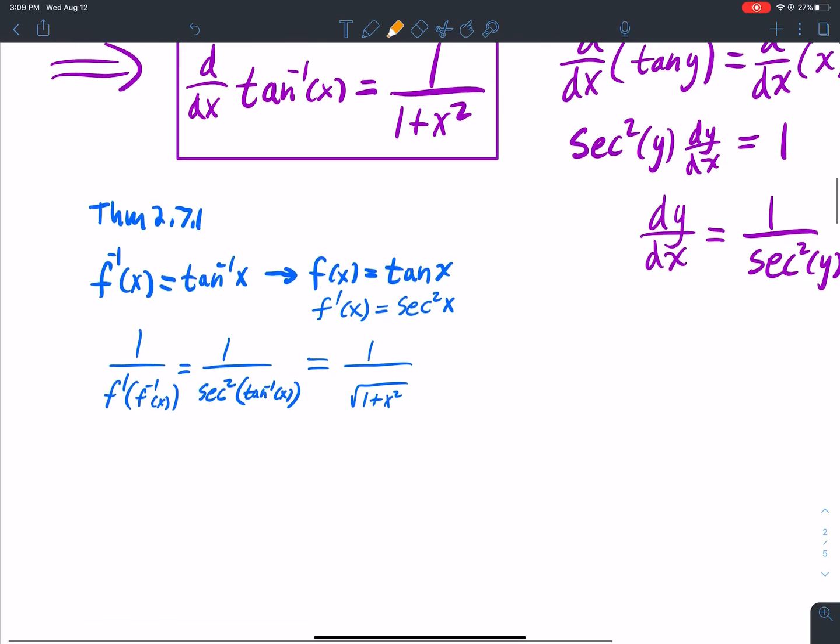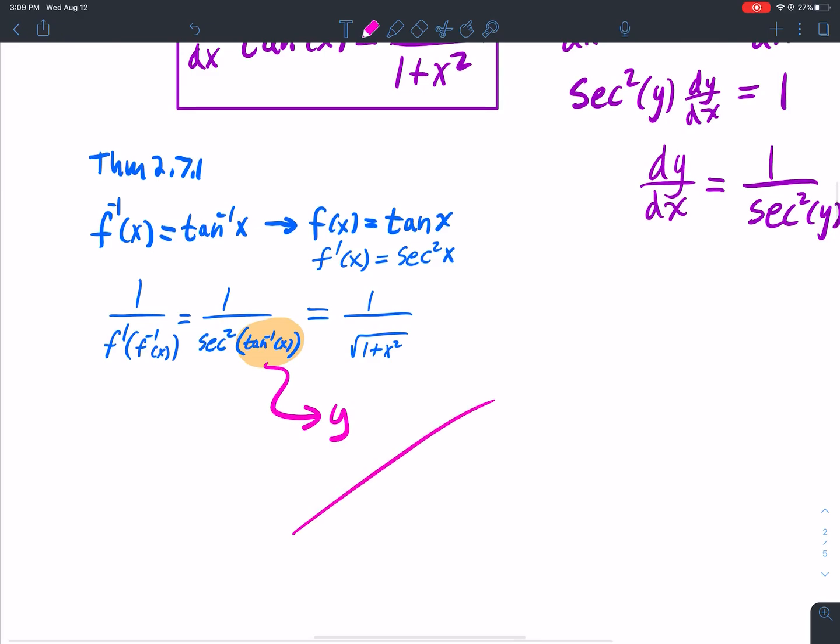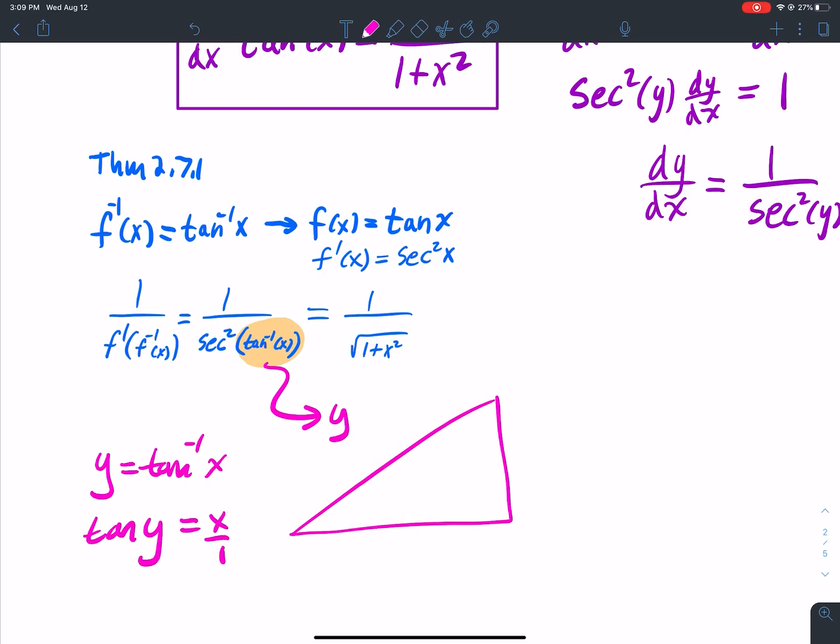You're always going to end up drawing the triangle, because this thing in here is an angle, theta. You can call it y, whatever, but when you draw your triangle, if y equals the tangent inverse of x, then you've got to solve. You tangent both sides, so tangent y equals x over 1. So you need to call an angle theta. That's an angle.